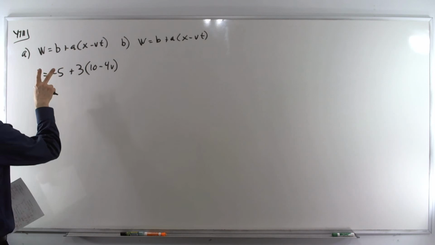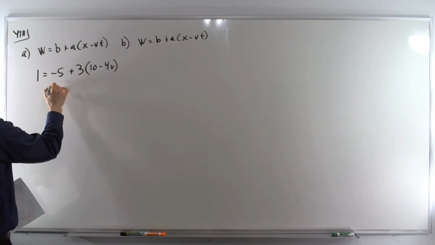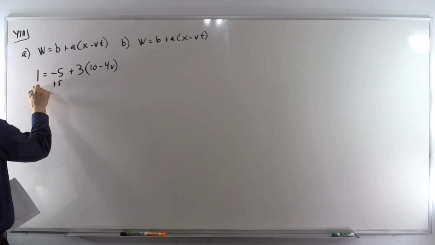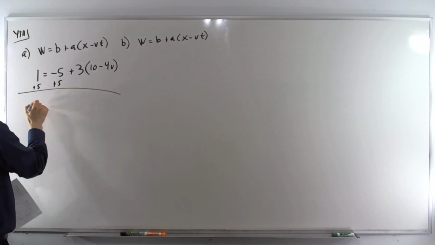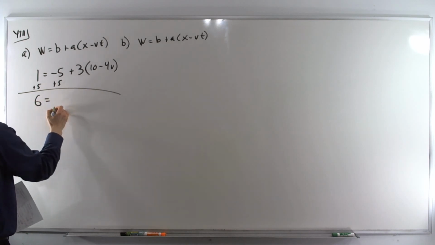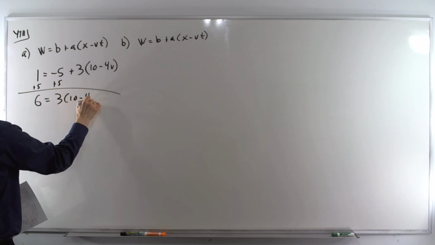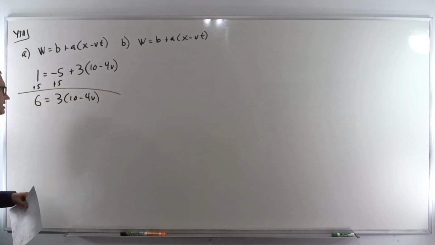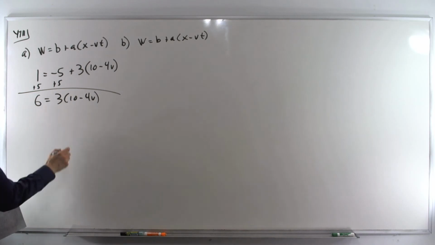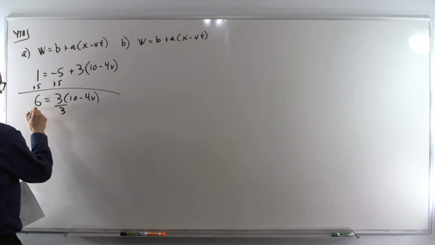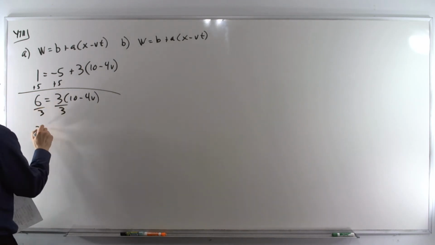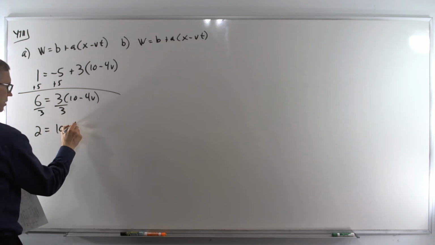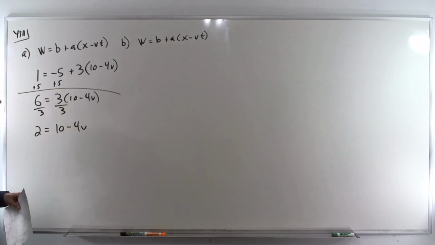So let's start over here by getting rid of the negative 5. Add plus 5 to each side. So 6 equals 3 times 10 minus 4V. Now we'll divide by 3. So you get 2 equals 10 minus 4V.